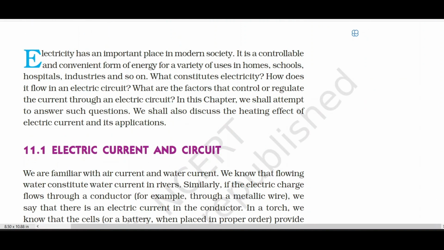So in this chapter, what will we look at? हम कुछ चीजें देखेंगे कि what is electricity, how does it flow in a circuit, कौन कौन से factors हैं, which factors control the flow of electricity or the flow of current. We should also see what is an electric circuit and what are the components of an electric circuit. तो हम ये सब चीजें इस chapter में पढ़ेंगे.